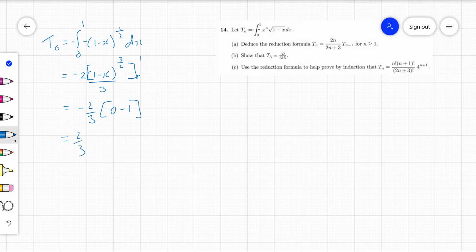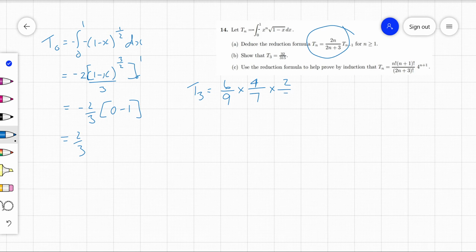So T0 is 2/3. Let's go to T3, because I know I'm going to need that. You can see T3 using our reduction formula is going to be 2 3s, so 6 on 9 times T2. And T2 using the reduction formula, 2 2s, so 4 on plus 3, 7. Now I've got T1.